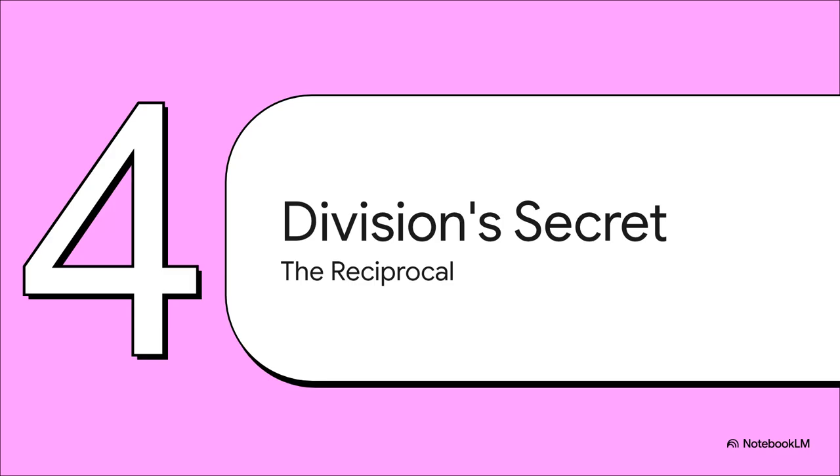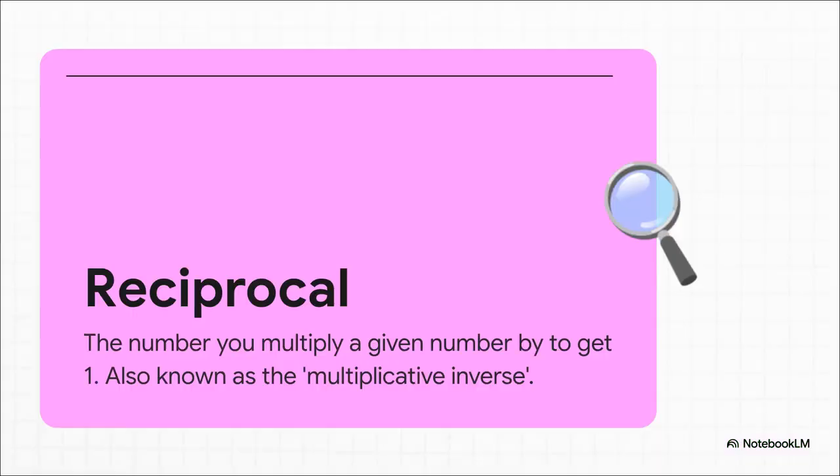So, we've nailed addition, subtraction, and multiplication. And now for the grand finale, division. But here's the thing. Division has this little secret, a secret weapon that actually turns it into something we already know how to do. And that secret weapon is called the reciprocal. It's a fancy word, but it just means the flipped version of a fraction. The reciprocal of 2/3 is 3/2. It's the number you'd multiply by to get back to the number 1.